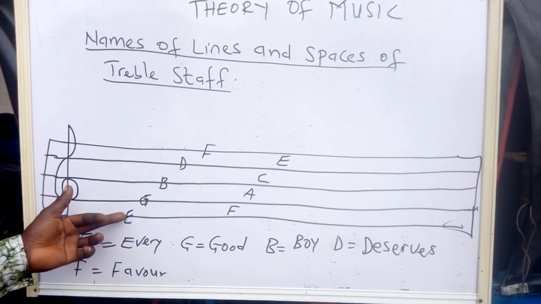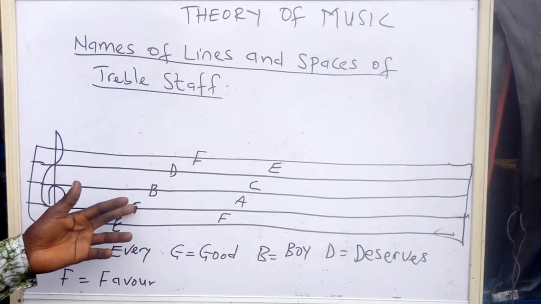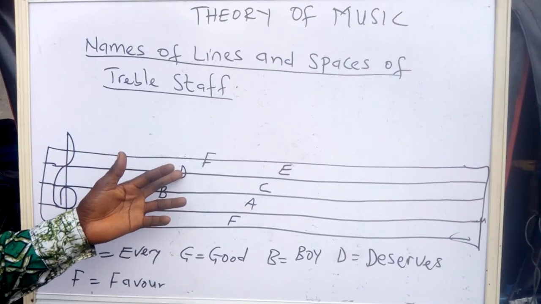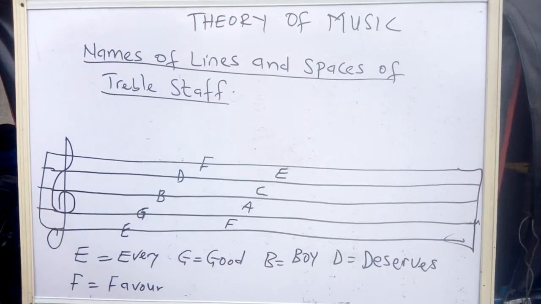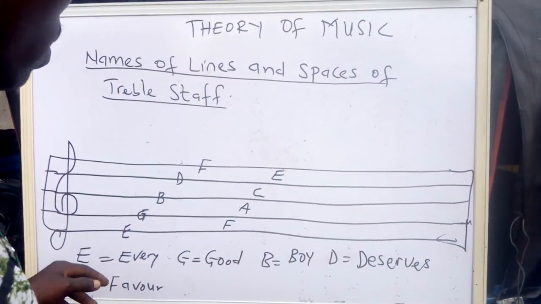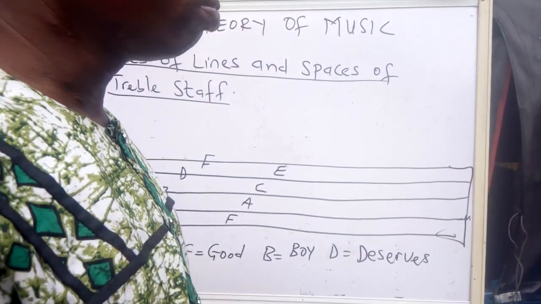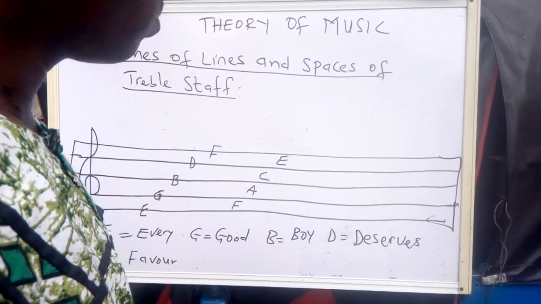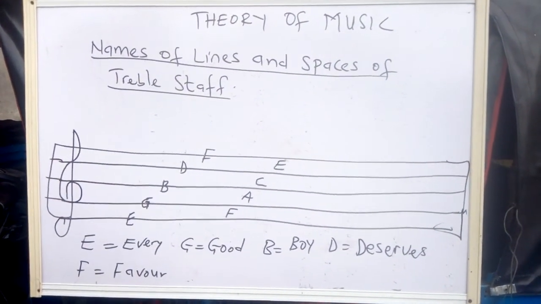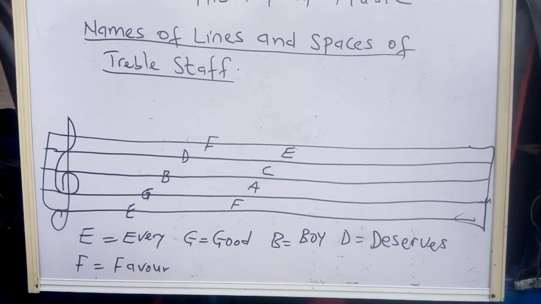You have your E from here. I repeat again. You have your G, second line, and then B, the third line, and then D, the fourth line, F, the fifth line. Every good boy deserves favor. That is for the names of lines and spaces of treble staff.